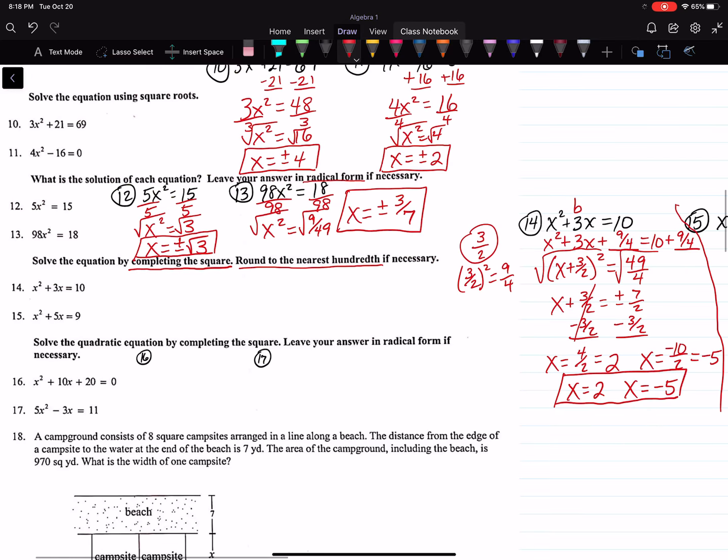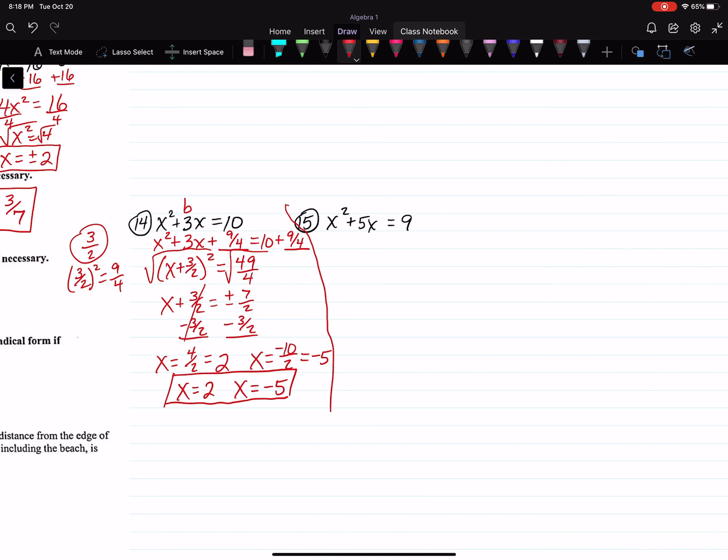15, like I said, I don't have much room to work it over here, so I have some room here, I'm going to work it. I'm going to rewrite it, plus blank. And then whatever we add on one side, we got to add on the other. So here we're going to say 5 over 2, and then we're going to square that. So 5 over 2 squared is 25 over 4. That's what we add to both sides, 25 over 4. That is how you complete the square. We just completed the square. Okay? So then we're going to say, all right, that's going to be x. Whatever we got when we divided b by 2 was what goes in the parentheses.